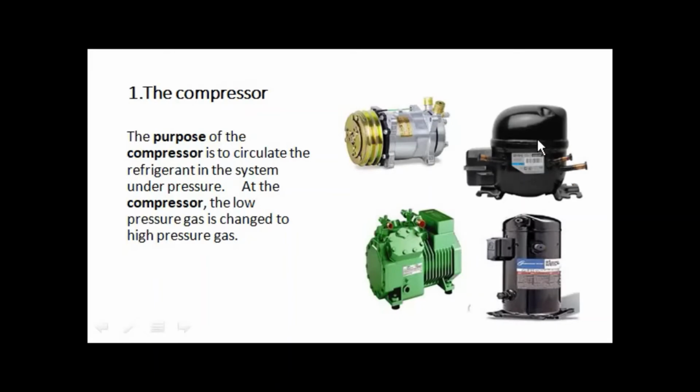This compressor is connected on the AC or DC machine, and also some of the information which help the user to use this compressor in a good condition. The purpose of the compressor is to circulate the refrigerant in the system under pressure. At the compressor, the low pressure gas is charged to high pressure gas. That is what we can say on compressor.